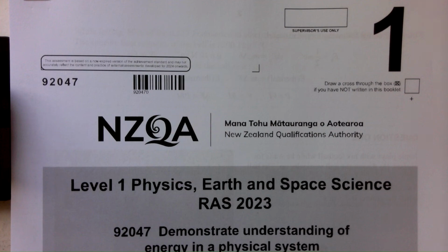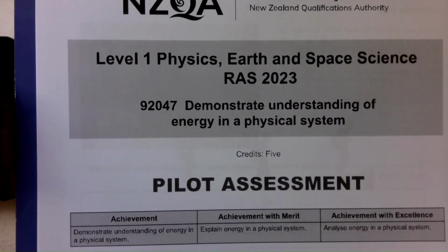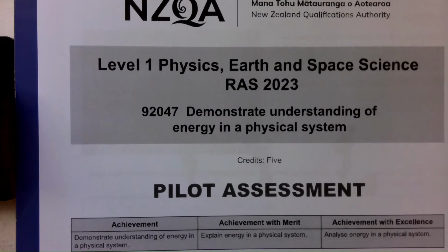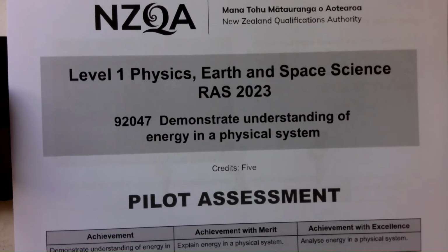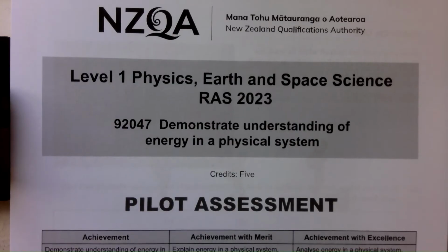Hello everyone, this is going to be a little walkthrough of the 2023 PESS 1.4, the Physics, Earth and Space Science unit, Demonstrate Understanding of Energy in a Physical System. Because this is the 2023 paper, this is technically a pilot assessment. It can still be used absolutely for your revision, and I'm going to narrate myself doing the assessment, highlighting the achieved, merit, excellence points for your benefit.